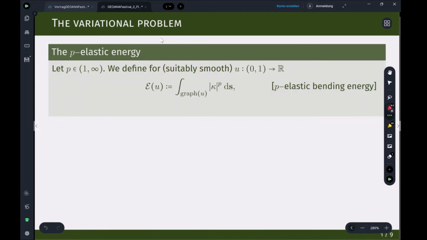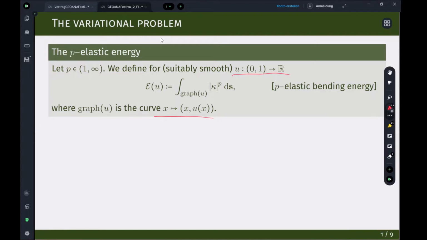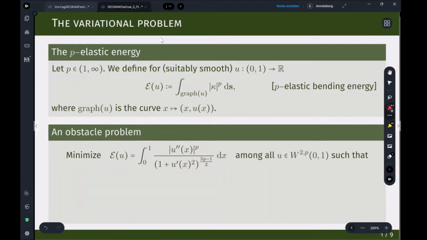But first of all, let's recall what was the variational problem that we considered. We have an elastic energy which arises from integrating the curvature of a graph to the power of p. And we are only looking at graph curves that come from a suitably smooth function from the interval 0, 1 to the real numbers. p is between 1 and infinity. And we seek to minimize the following energy. So this is the energy that you get if you write all out what the curvature is.